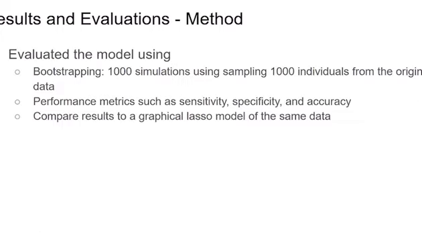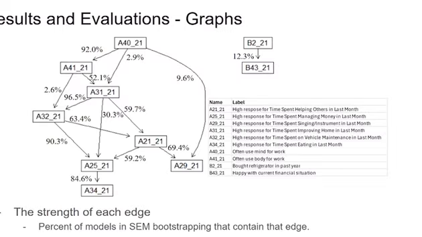So we also evaluated this. We did this with bootstrapping. It was 1,000 simulations where each is a resampling of 1,000 individuals from the original data. And then we compared performance metrics from this bootstrapping, and we also looked at graphical lasso. So first, within the bootstrapping, we were able to find the frequency of each edge appearing. This is sometimes referred to as the edge strength.